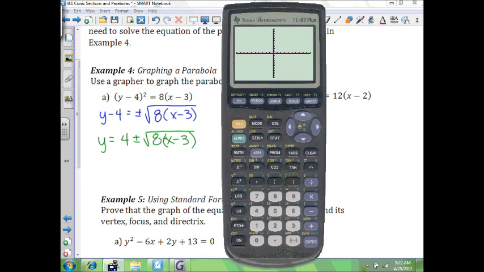Now, the way we put this in our calculator is actually pretty simple. We're going to go 4 plus the square root of 8 times (x minus 3), and then 4 minus the square root of 8 times (x minus 3). So that's what our graph will look like. Actually, I'm going to change the window so we see it a little bit better.